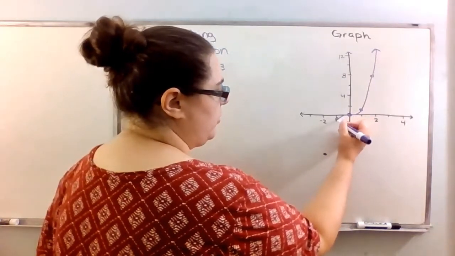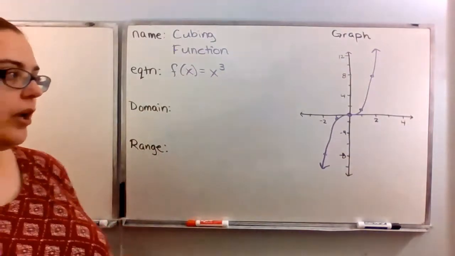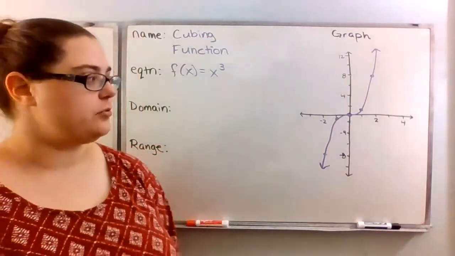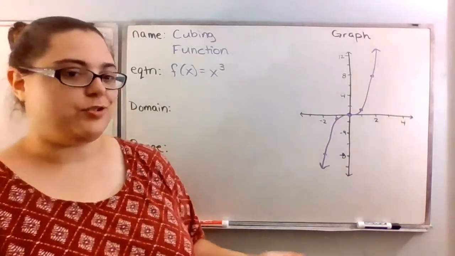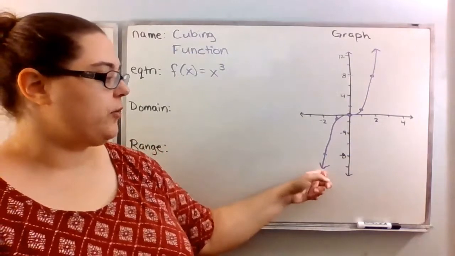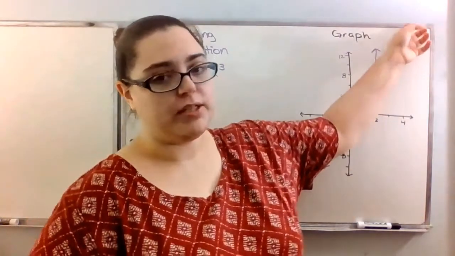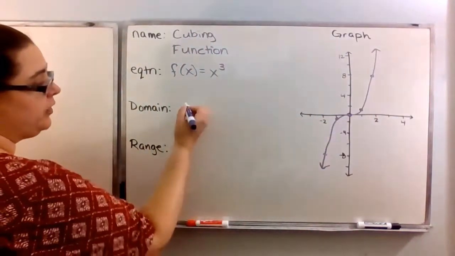And then here, we're going to be curvy on the way down. So this is our function, the cubing function, x cubed. For the domain and the range, we're going to pay attention to our arrows. Notice this is going to the left, down and to the left, and this one is going up and to the right. So that means our domain will be all real numbers.